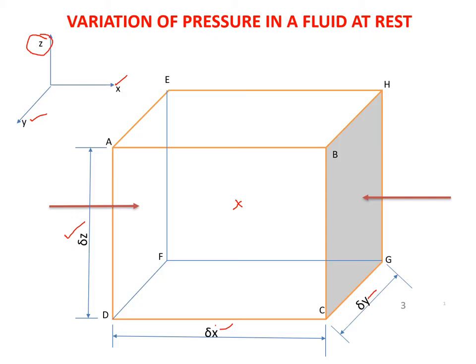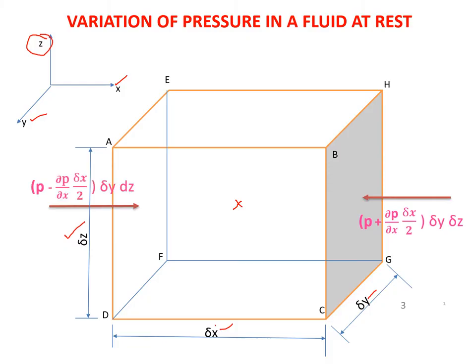This is the pressure intensity acting on the plane BHGC. If you multiply by delta y and delta z, you get the area, so that gets converted to pressure force. This is how it is written. Similarly on the negative plane AEFD, the pressure has to decrease, so the pressure force has to be P minus dou P by dou x into delta x by 2, into delta y into delta z.